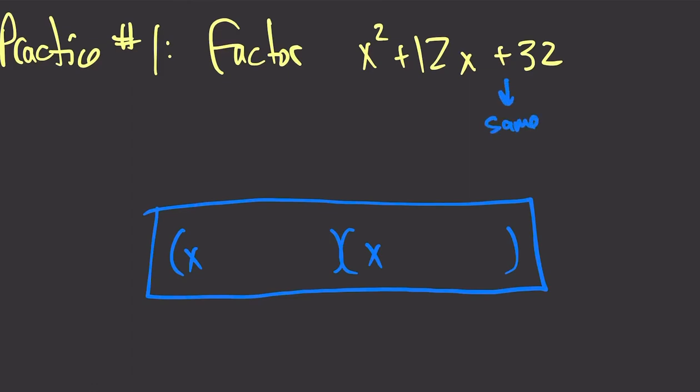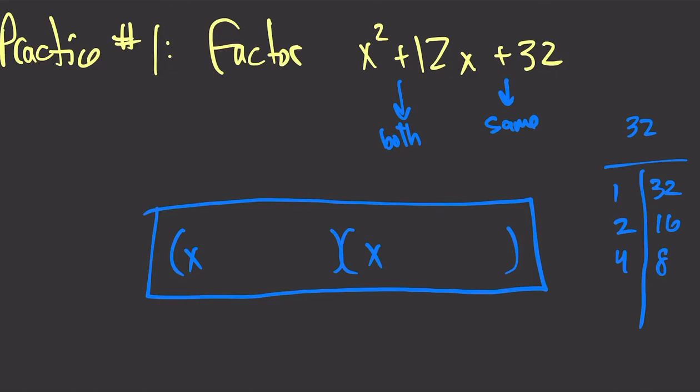Signs are the same. Both going to be positive. So I need factors of 32. Number's kind of big. I've got 1 and 32, 2 and 16. 3 does not go in. 4 and 8, and that's it.